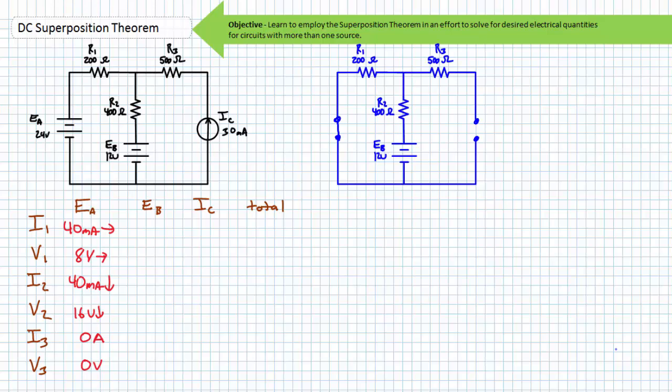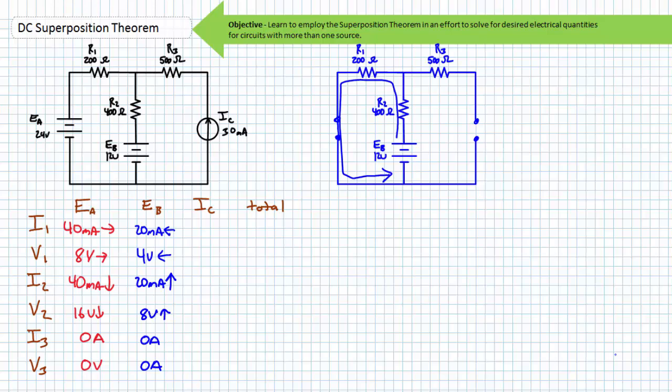From the perspective of source EB, EA is replaced with a short circuit, and IC is replaced with an open circuit. No current can travel through the open, and all current will be confined to a series path. In this case, R1 will experience 20 milliamperes of current, right to left. R2 will experience 20 milliamperes of current, bottom to top, and R3 will experience no current.